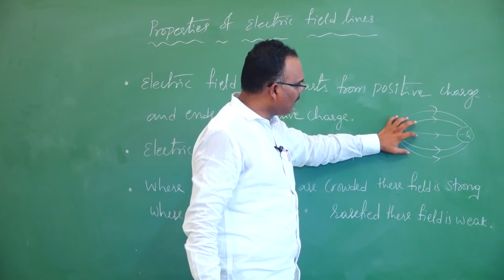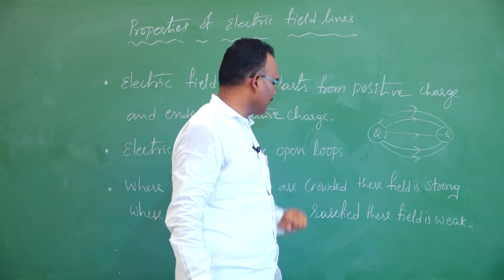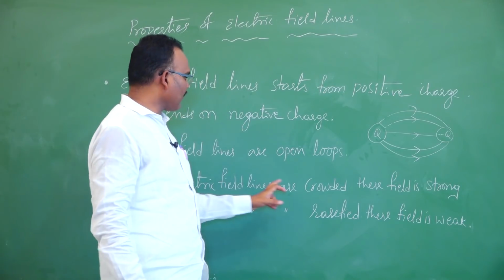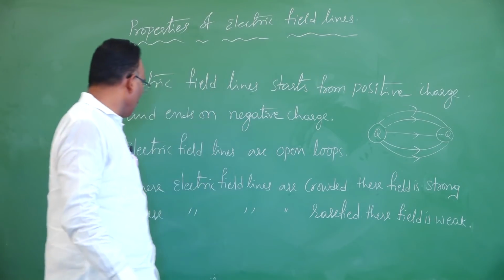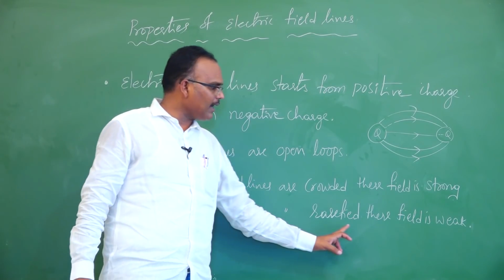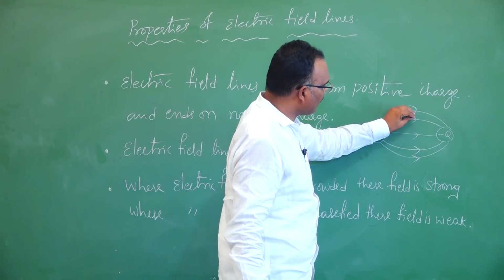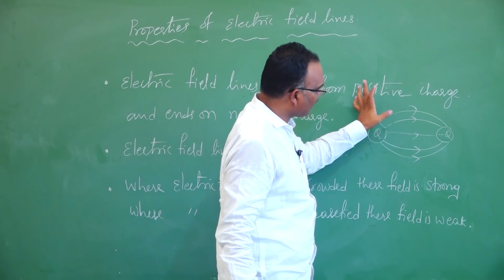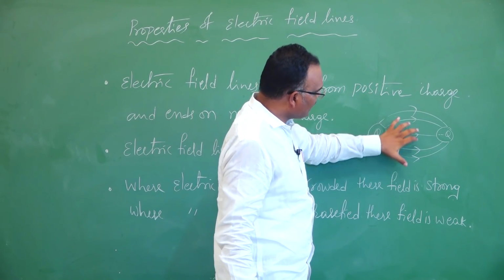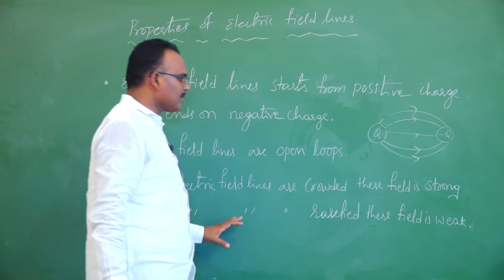So more field lines means that region is a strong electric field region. Where electric field lines are crowded, the field is strong. Where field lines are rarefied, the field is weak. See here, the field lines are moving far away from each other. So that's why in this region the field will be weak. That is the third property.